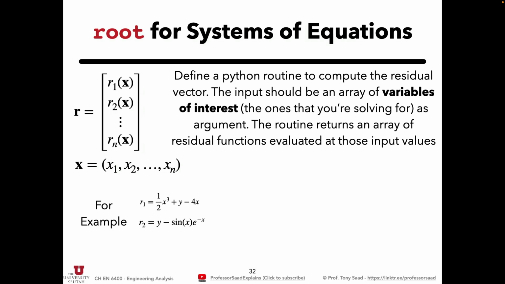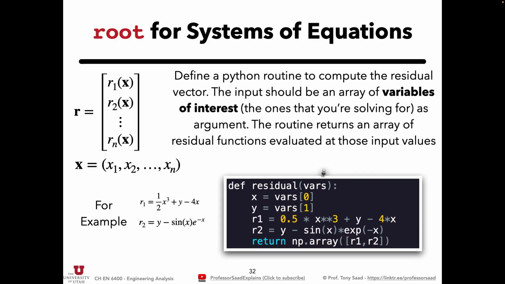So for example, for this system of equations, my two residuals were 1 over 2 x cubed plus y minus 4x, etc. This is how I would define my residual vector. Let me discuss it for a second, and then we will implement it together. I'm going to define a routine called residual, and I'm going to assume it takes an array of the solution, the solution vector or the solution array.